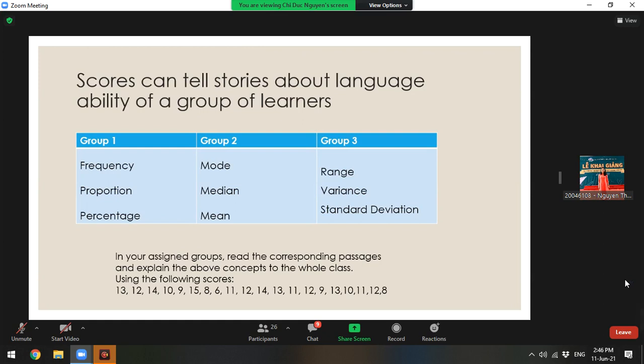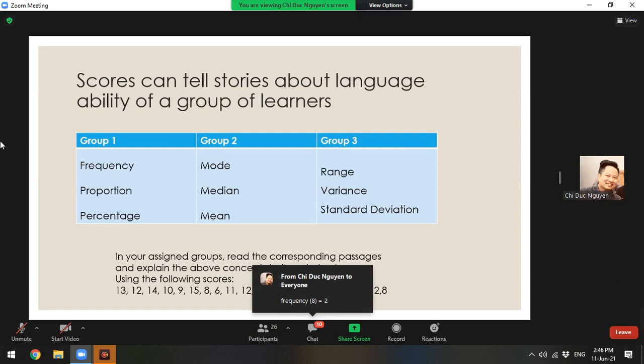So the frequency of 8 here is 2 out of 20. So it has the proportion of 2 out of 20, so it is 1 out of 10, I think. And the percentage here will be 1 out of 10 multiplied by 100%. It will be 10%. Is that correct? You are right. Perfectly explained.